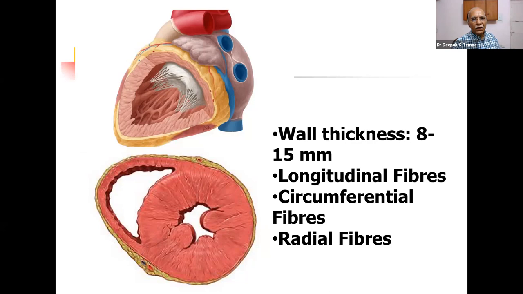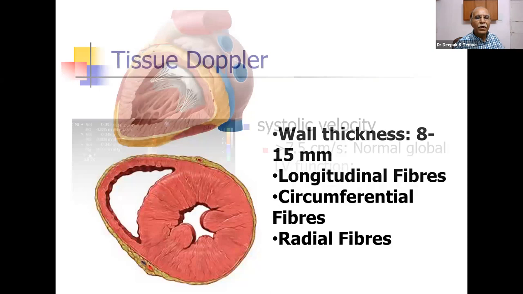So these are the circumferential fibers, and then you have the radial fibers, which lead to radial shortening of the myocardium. The idea of telling you all these things is to make you understand the current developments in the echocardiographic assessment. As I mentioned, the longitudinal fibers are subendocardial, so they are the first to be involved, and therefore we have the assessment in terms of the tissue Doppler velocity.